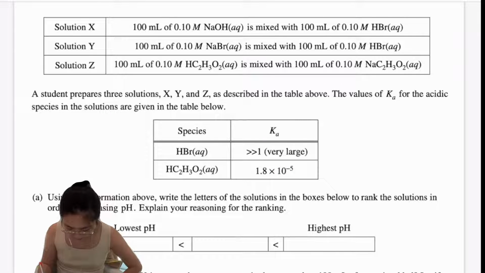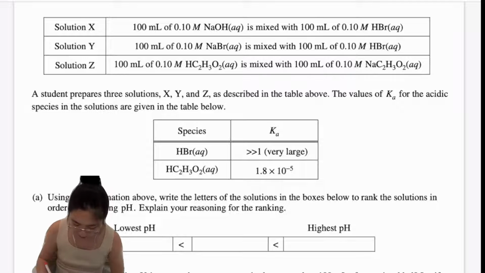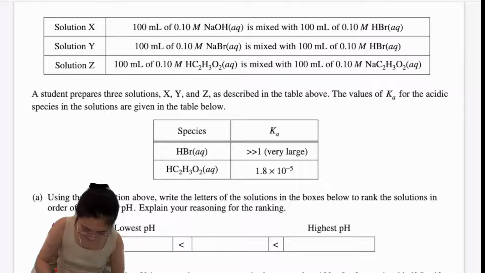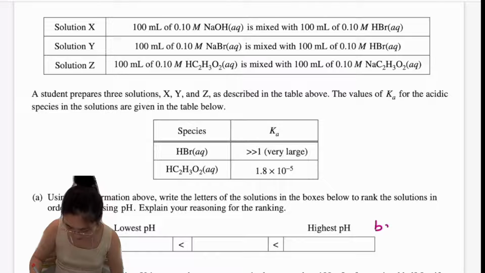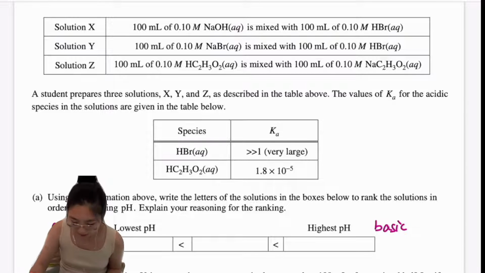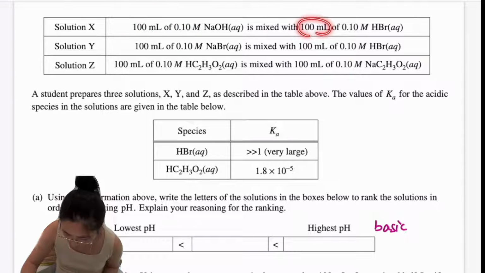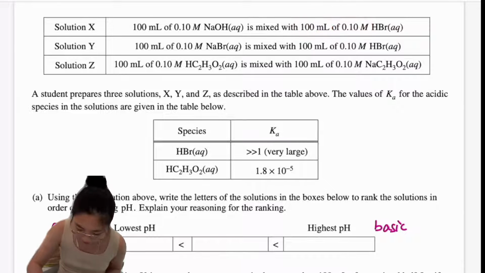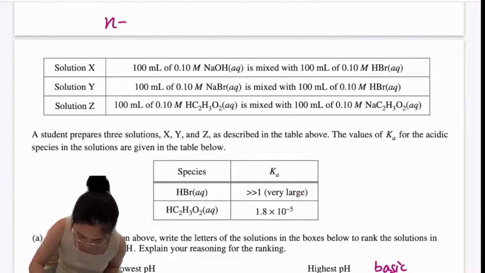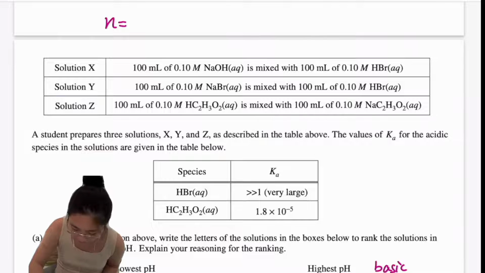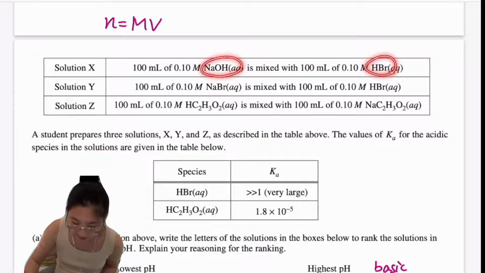Using the information above, write the letters of the solutions in the boxes below to rank the solutions in order of increasing pH. Okay, so the lowest pH means it's the most acidic one, and the highest pH means it's the most basic one. Well, let's take a look at each solution. So 100 milliliters of 0.1 molar and 100 milliliters of 0.1 molar, so the number of moles is the same. Again, the number of moles for a solution is equal to its concentration times volume. So these 2 species have the same number of moles.